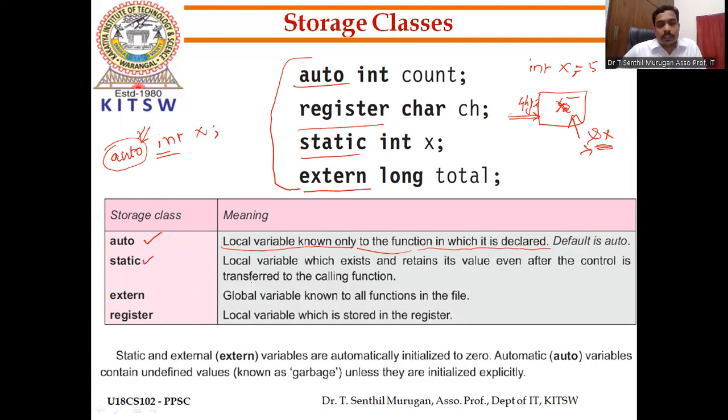Static storage class. What is a static storage class? A local variable which exists and retains its value even after the control is transferred to the calling function. So that means a constant. If you declare the static value, the value will not change throughout the program. For example, static int x equal to 10. If I declare it, wherever I am using x, the value is 10.